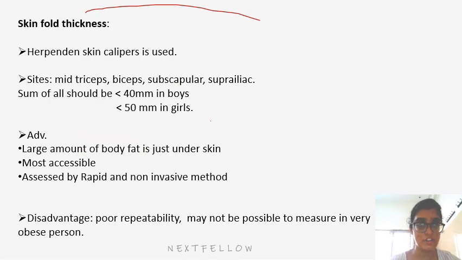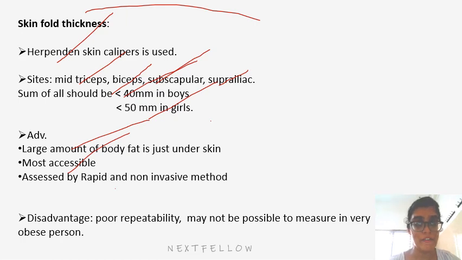Skin fold thickness is measured by Harpenden skin calipers at the biceps, triceps, subscapular, and suprailiac sites. Sum of all should be less than 40 mm in boys and less than 50 mm in girls. Advantages: a large amount of body fat is just under the skin. It is most accessible, assessed by a rapid and non-invasive method. Disadvantages: it has poor repeatability.